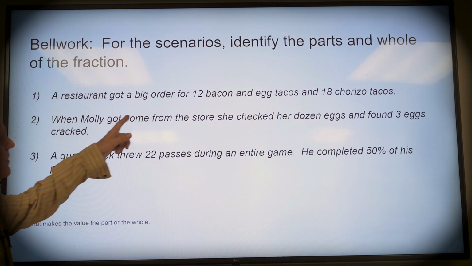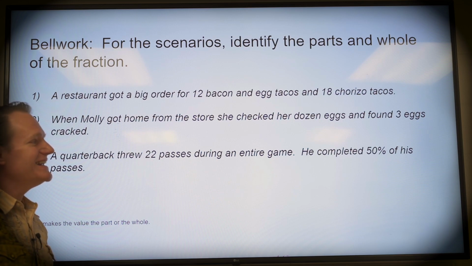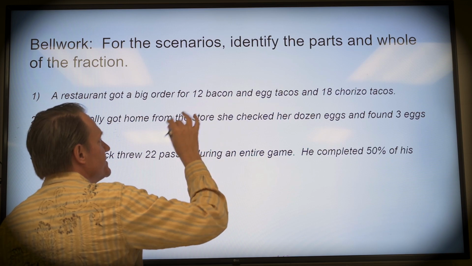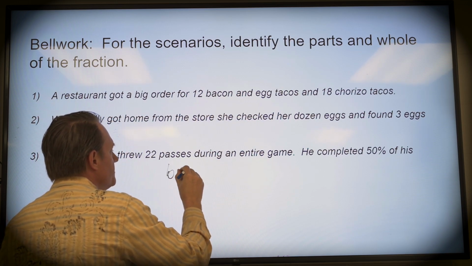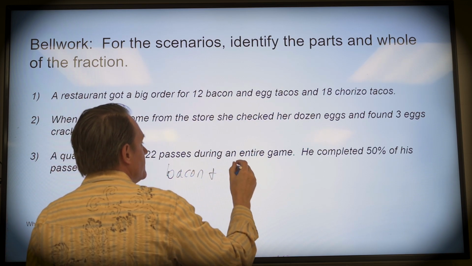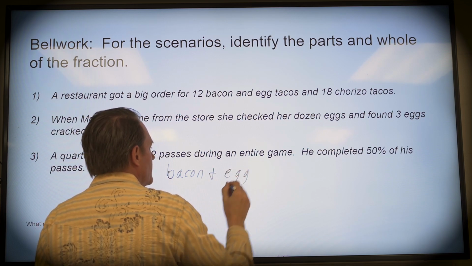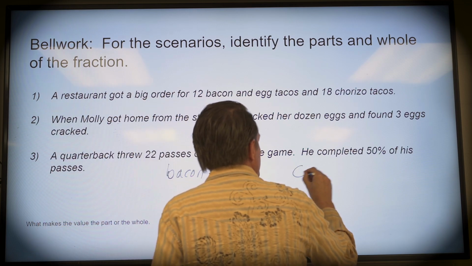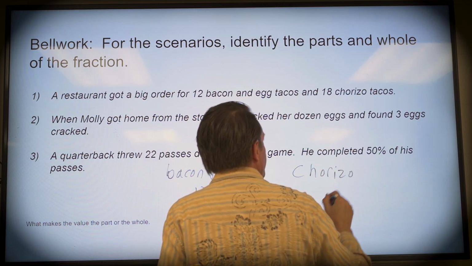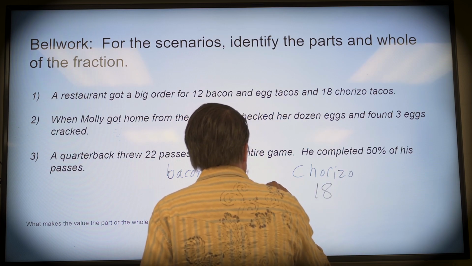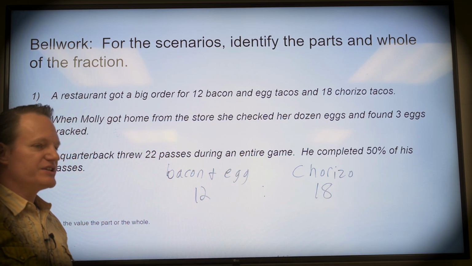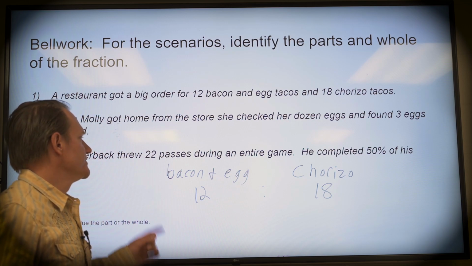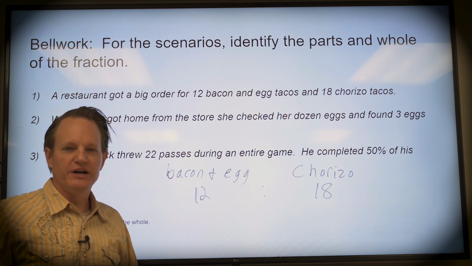A restaurant got a big order for 12 bacon and egg tacos and 18 chorizo tacos. What I recommend on these problems, so we don't get lost with the numbers and what means what: bacon and egg, and there's going to be 12 of those. And then we're also going to do chorizo, and we're going to do 18 of those. If you were to set this up like that, and the question said, give me a ratio that shows bacon and egg to chorizo, you're done.